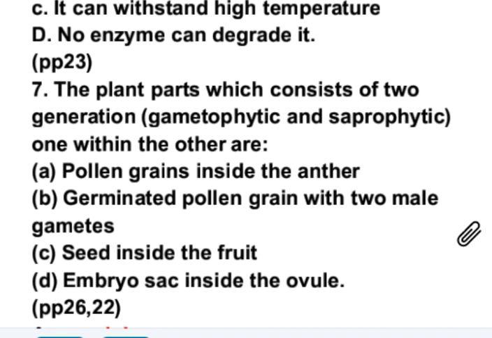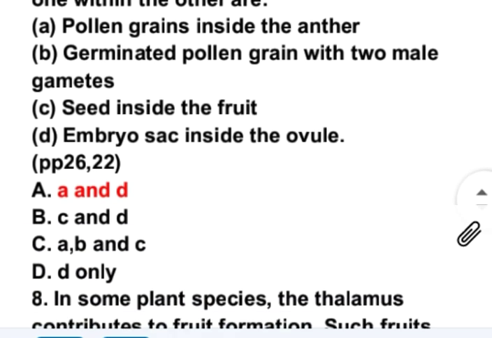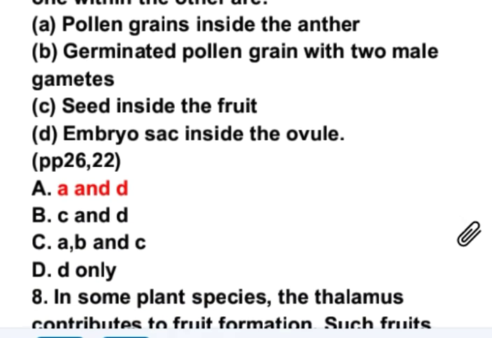See, out of these, A and D are our answer, because option A says pollen grains inside the anther. Anther is a sporophyte, whereas pollen grains are the gametophyte. And the second is option D, embryo sac inside the ovule. Ovule is a sporophytic generation, and embryo sac represents a gametophytic generation. So therefore our answer will be A and D.